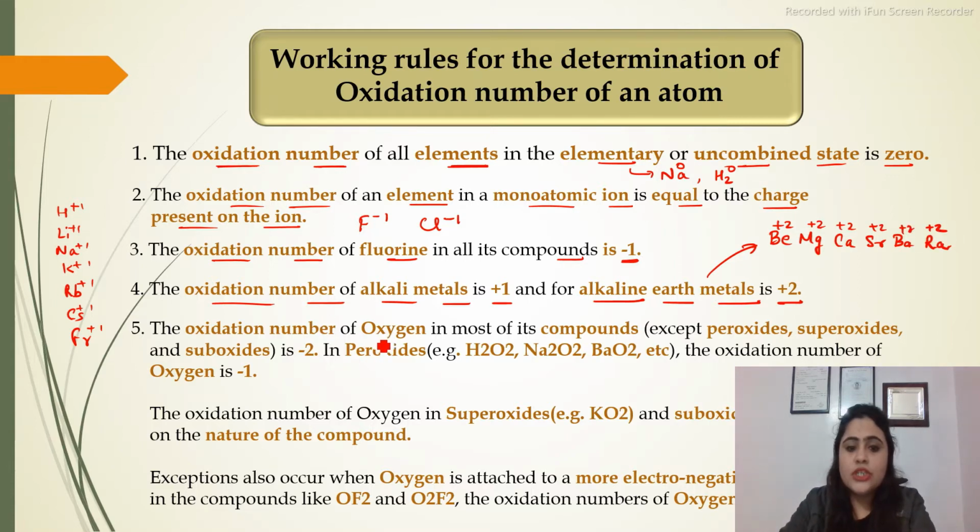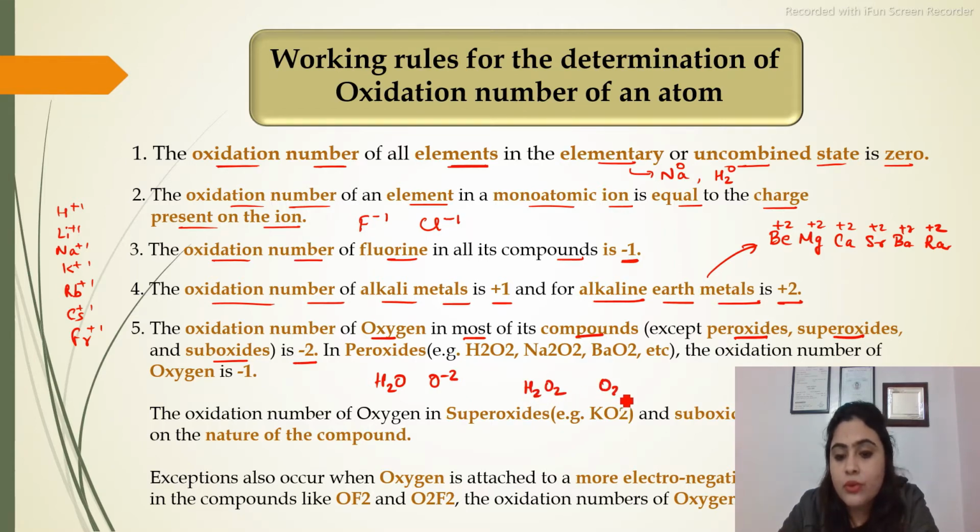Now the oxidation number of oxygen in most of its compounds, except the peroxides, the superoxides and the suboxides, is -2. So if I am talking about the oxidation number of oxygen in water, it is -2 only. But when I talk about peroxides like H2O2, here I am having O2 2-. That means each oxygen atom is having a -1 charge.